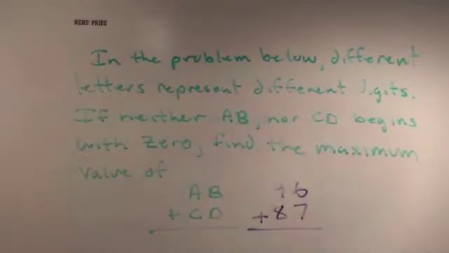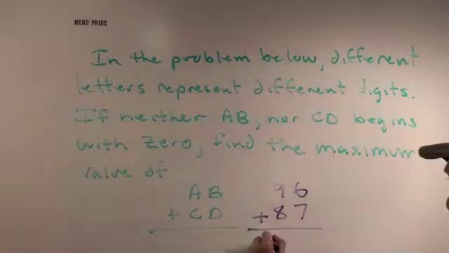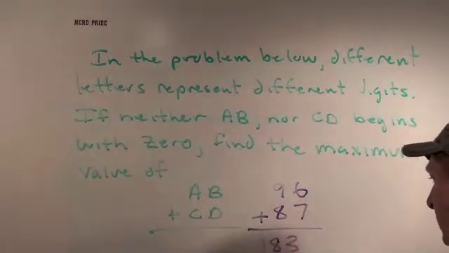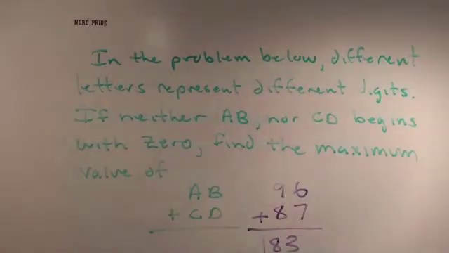Let's see what that adds up to. 90 plus 80 is 170, and 6 plus 7 is 13, which is 183. That's pretty big. That's definitely bigger than my guess, which was 46.